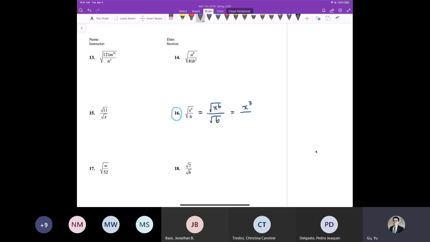Denominator, 6 is not a perfect square, so you have to leave it as radical 6. But as you know, this is not rationalized. We need to rationalize this expression. The denominator has that radical part, so we need to multiply both the top and the bottom by the radical part itself. The denominator will become 6, and the numerator is simply x cubed radical 6. And that's your final answer to number 16. Any question about number 16?